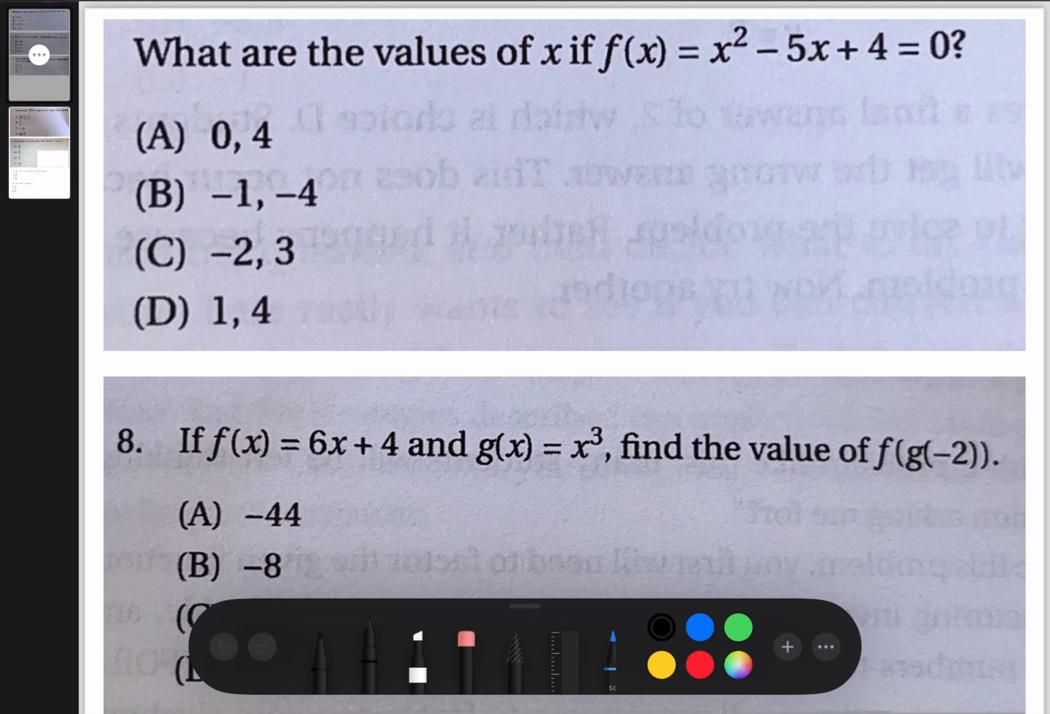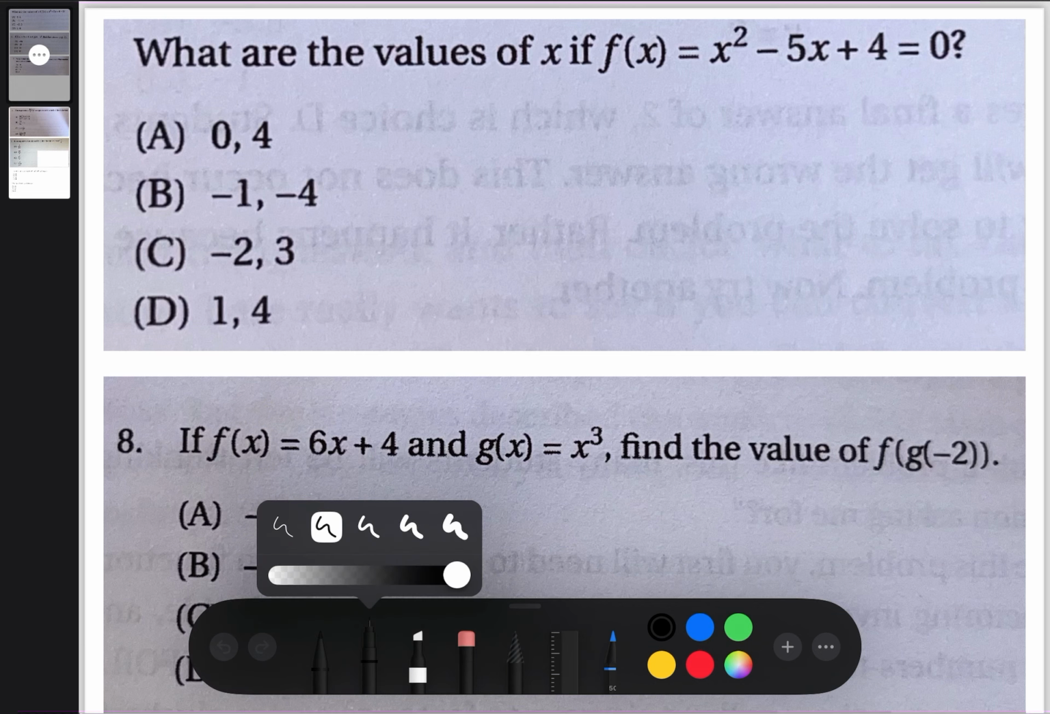Today we're going to take a look at the core of algebra inside the SAT Math. These are some questions that I found interesting from the SAT Express as well as the SAT Math book for Barron's. Now, the first one says, what are the values of x if f of x equals x squared minus 5x plus 4 equals 0?